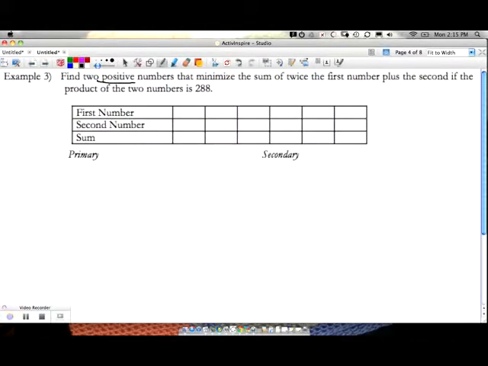Find two positive numbers that minimize the sum of twice the first plus the second. And we know that the product of the two numbers is 288. All right, well, let's make this kind of easy. Let's call this x and y. So we have 288 times 1. So we're going to do twice the first number plus the second. So that's 2x plus 1.